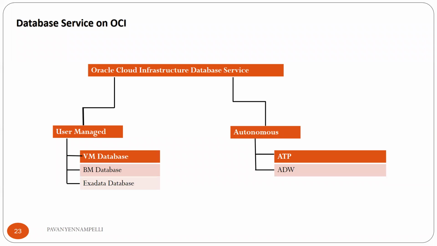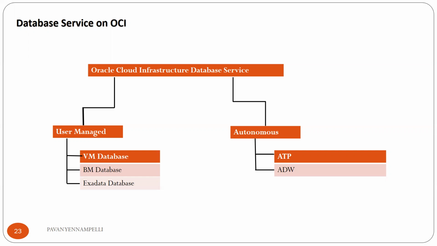Let's get some basic idea on the different types of options. In virtual machine, you'll be getting a virtual machine server where you'll have root user access, and the database software is pre-installed, and a database is created during the provisioning of the virtual machine system.